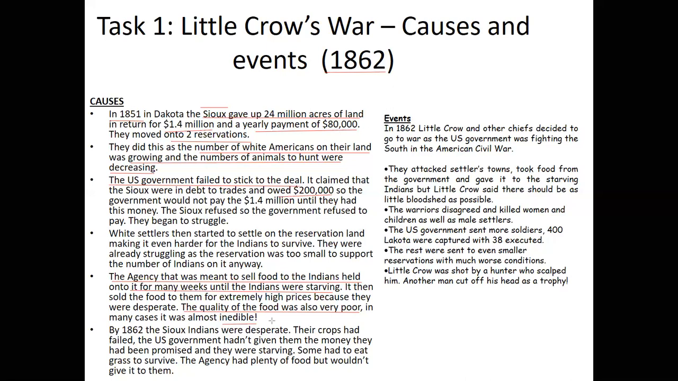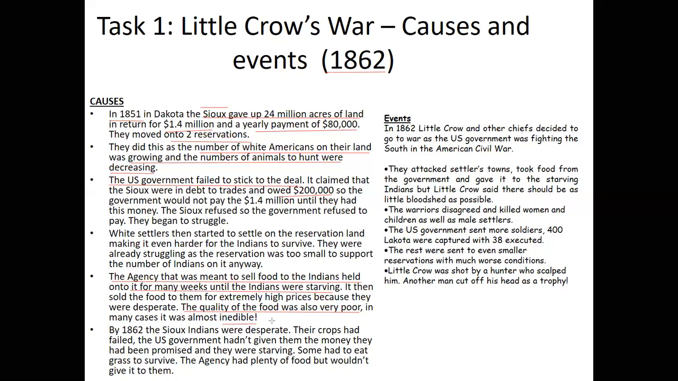So Little Crow and the Sioux Indians attacked settlers' towns, took food from the government and gave it to the starving Indians. But the thing here is Little Crow said that there really shouldn't be much death. Little Crow wanted this to be a peaceful war where they got what they wanted. They got food and they went back and they lived.